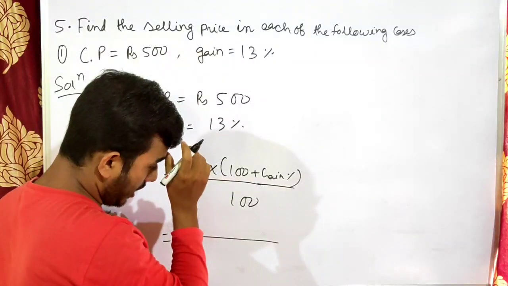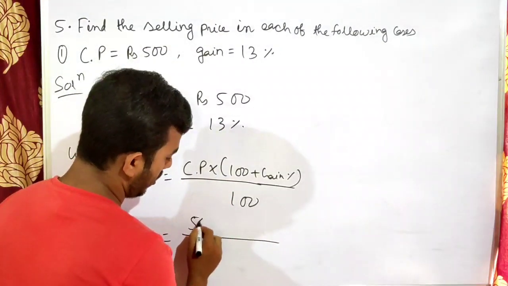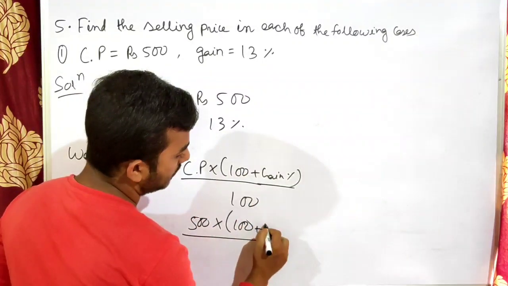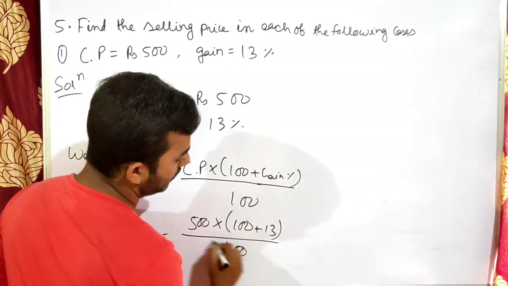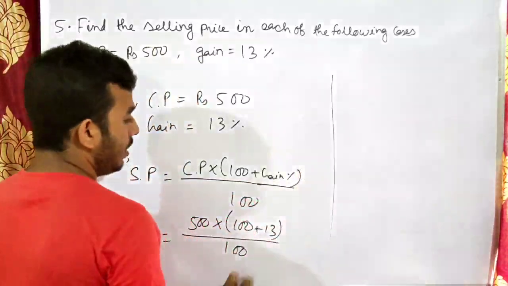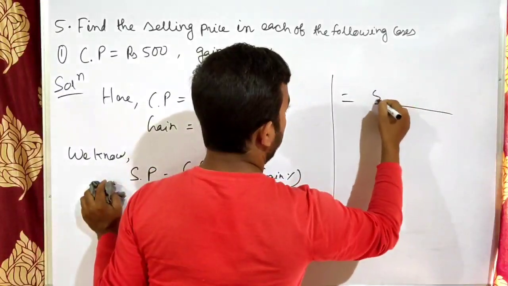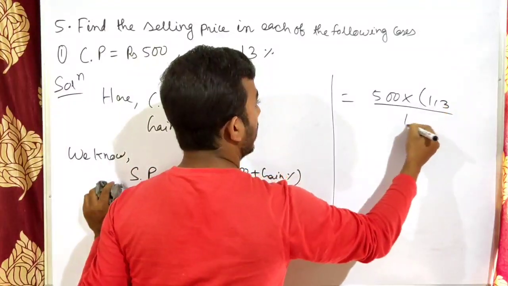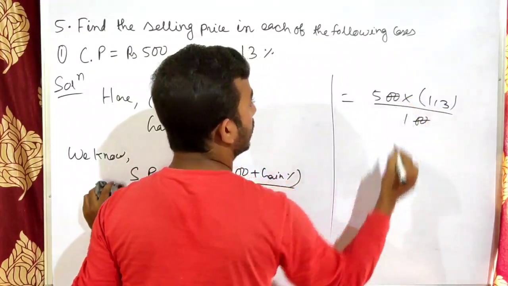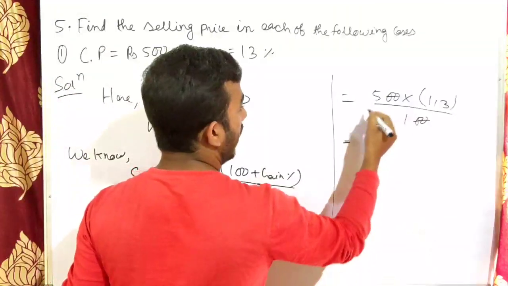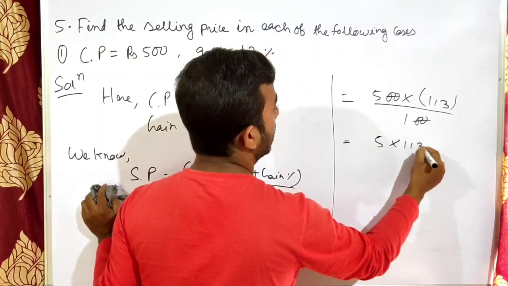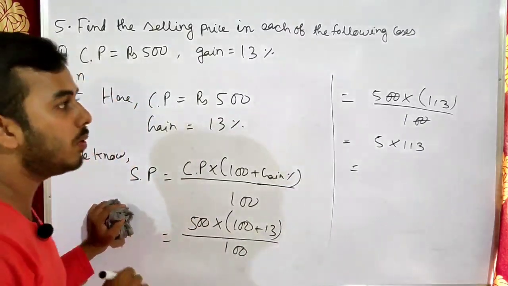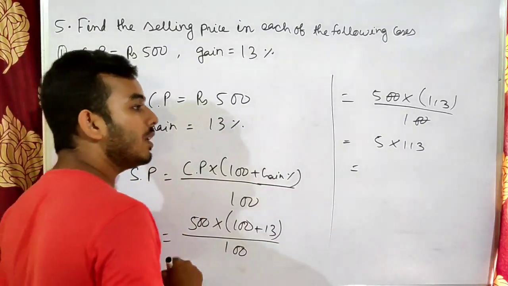Now we will just substitute the values. Here CP is how much? CP is rupees 500, so in place of CP you will write 500, then 100, then gain is 13, plus 13, then divided by 100. Up to this clear? Okay, very good. So now look, 500 will remain unchanged, then into 100 plus 13, which is 113, divided by 100. So these two zeros will be cancelled. What is left? 5 into 113. Now we can easily multiply this and find the product, and that product will be our required SP, the selling price.